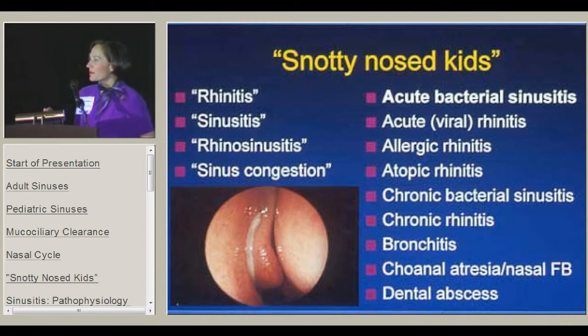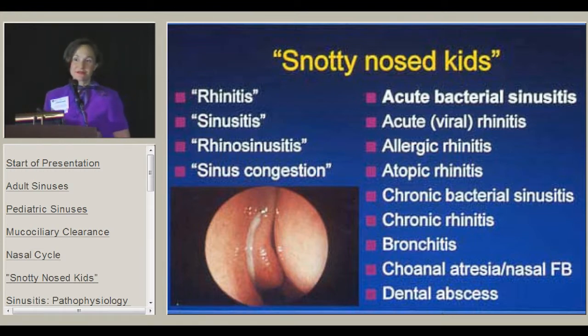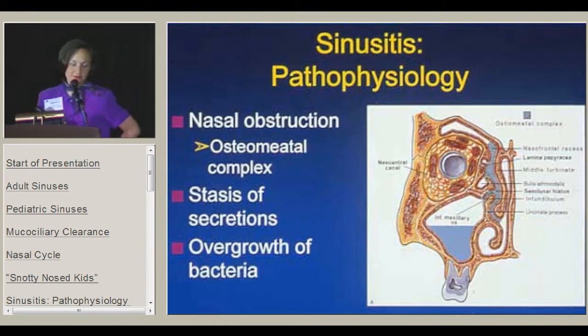Sometimes patients may just have bronchitis or other respiratory tract illnesses. And finally, a couple of the things, primarily in patients with unilateral symptoms, don't forget that they can have a choanal atresia or a congenital obstruction of their nose. They can have stuck something in there and have a nasal foreign body, or they may have a dental abscess, and that will certainly cause maxillary sinusitis.